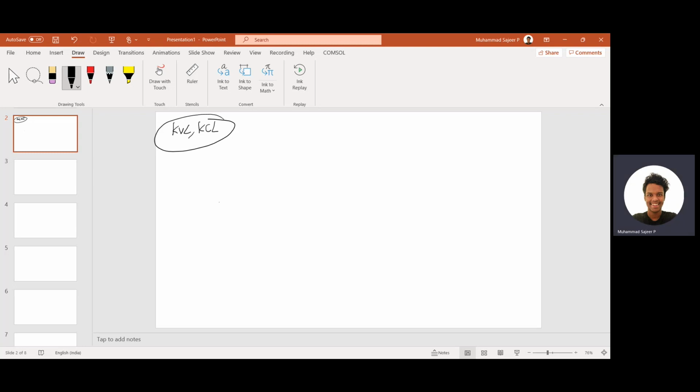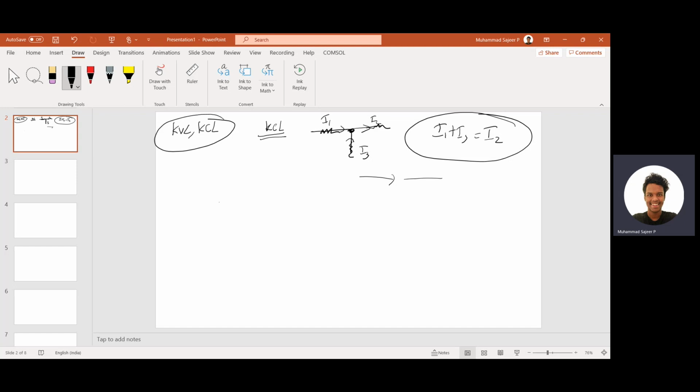So if you missed the last class, KCL is saying that the total current at a node point will be 0. For example, this is a node point. We have a resistor here, resistor here, resistor here. You have I1, you have I2, you have I3. I1 and I2 are going towards the node and I3 is going away. So whatever comes to the node, I1 plus I2, is equal to whatever is going outside of the node. Whatever coming in is whatever going out. It's simple as that. This is common logic.